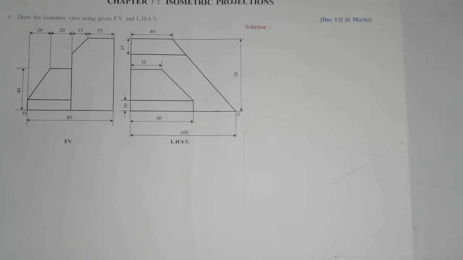Now the next chapter is isometric projections. Most of the students find this chapter difficult and mostly keep it for option because it totally depends on your imagination. In other chapters, you have some predefined procedures by following which you can get the solution. But here, those procedures cannot be generalized.